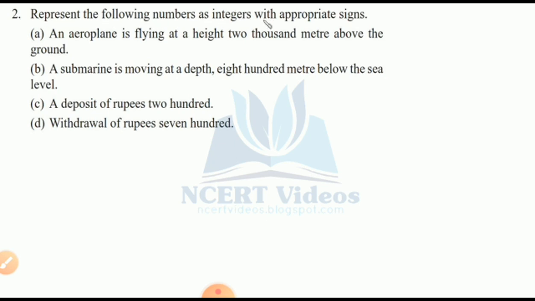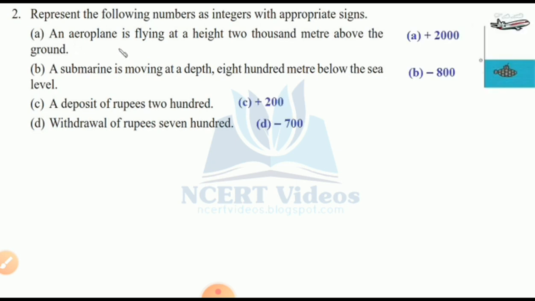Question number 2. Represent the following numbers as integers with appropriate signs. Yes, my dear students, here an aeroplane is flying at a height of 2000 meter above the ground. So above the ground means plus, positive integers. As per our integer definition, there are negative numbers, positive numbers and 0. So 0 is neutral. Below, a submarine is moving at a depth of 800 meter below the sea level.